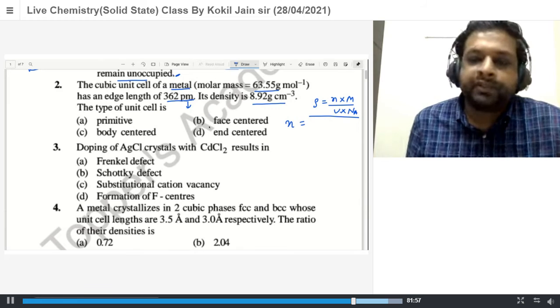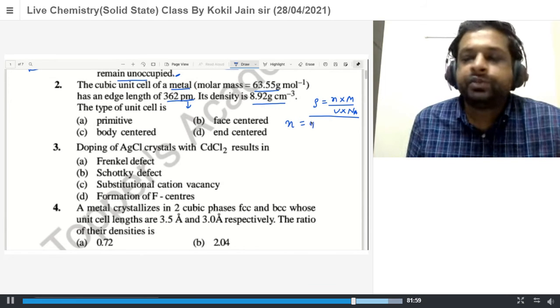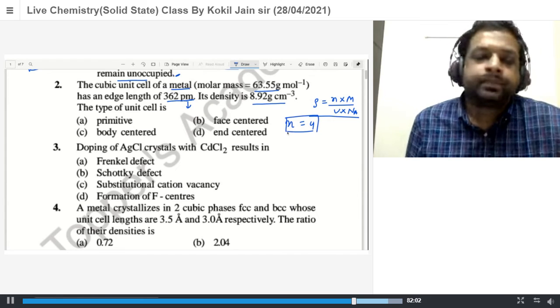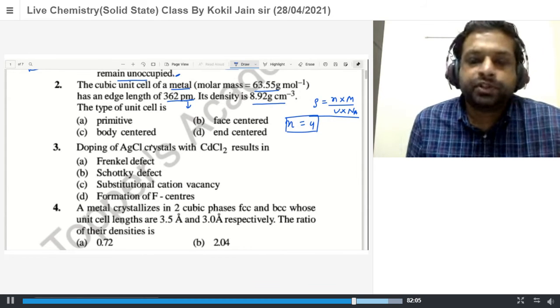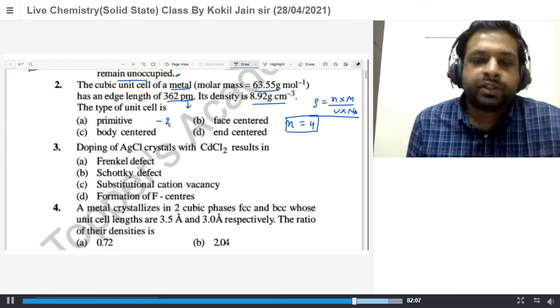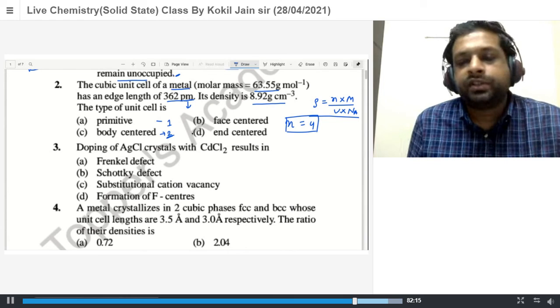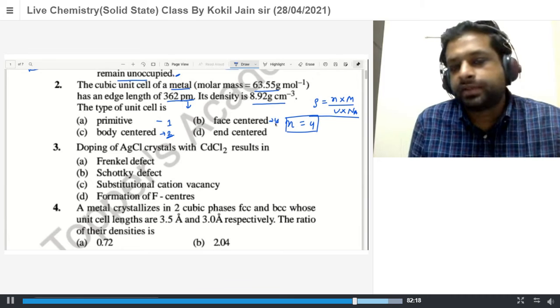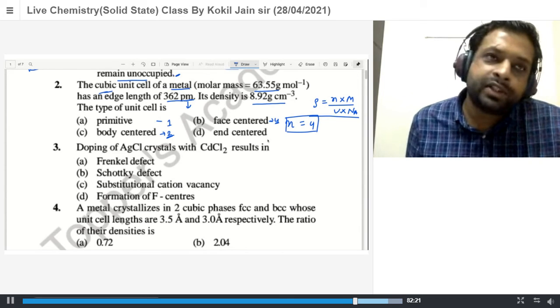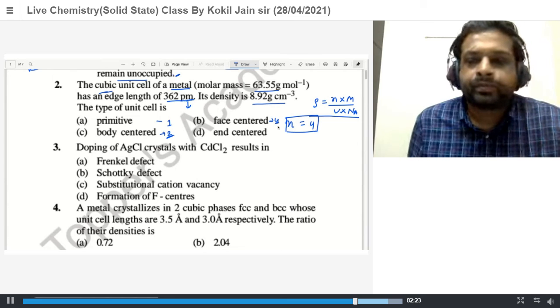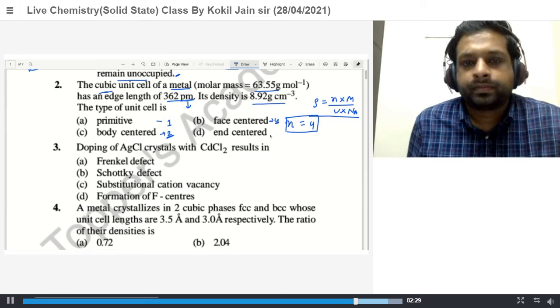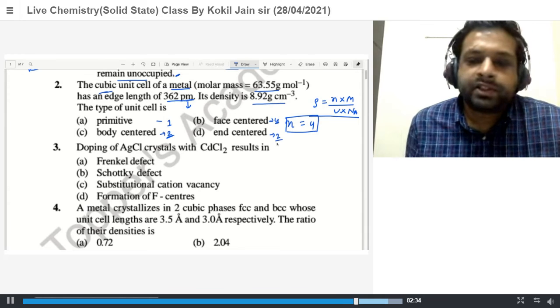So if Z is 4, which type of lattice would it be? Primitive contains only 1 atom. Body centered contains 2 atoms. Face centered would contain 4 atoms. Cubic unit cell they are asking. And end centered cubic unit cell would contain how many atoms? Again 2 only. Okay, face centered is the answer here.